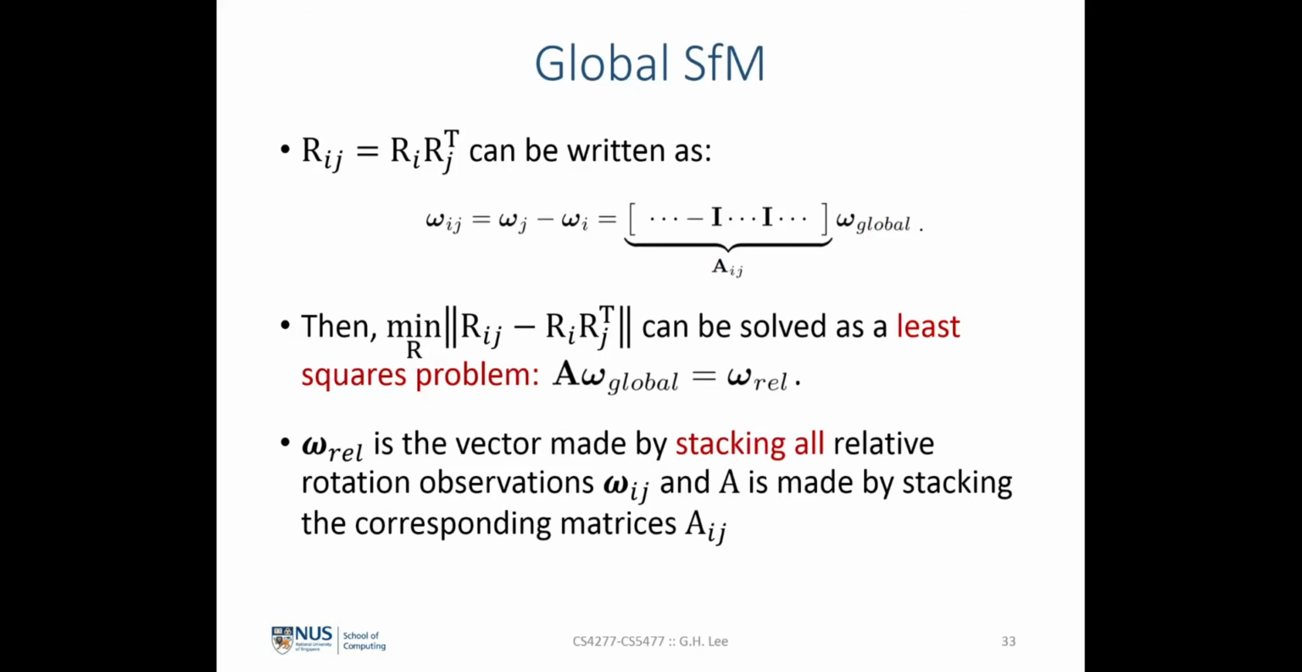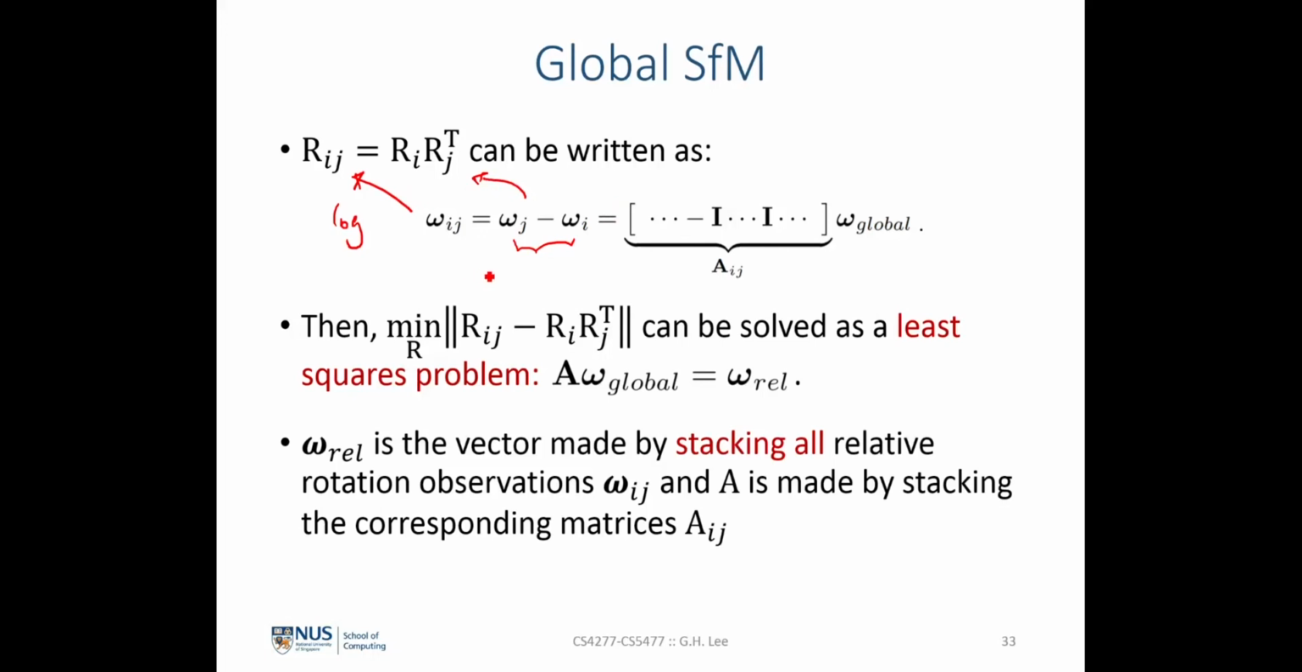So after we have converted the rotation matrix into omega using the logarithmic map, we can rewrite this relation over here, Rij equals Ri Rj transpose, into a linear equation in terms of omega, where omega ij is the equivalent of Rij after we put in the logarithmic map, and it can also be written as omega j minus omega i. That is representing the relative transformation between the two global rotations over here.